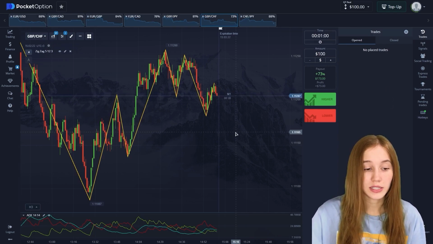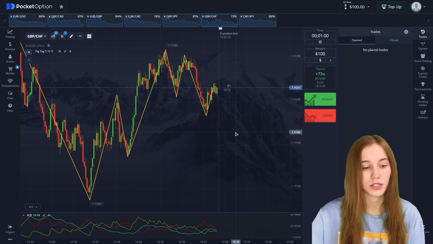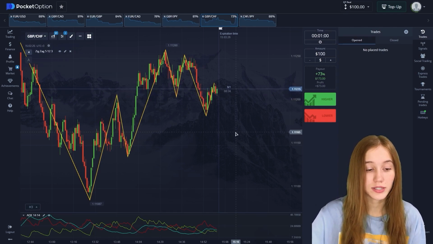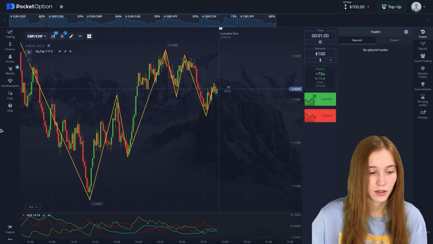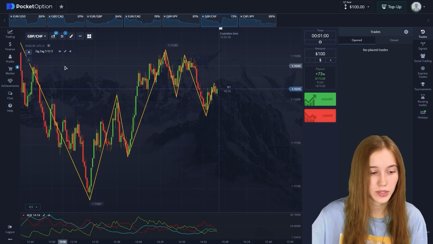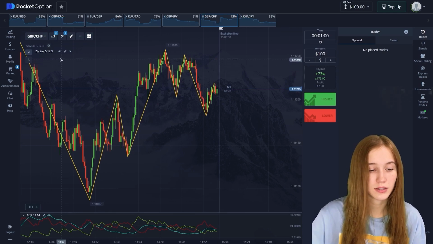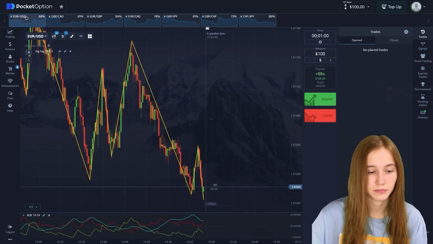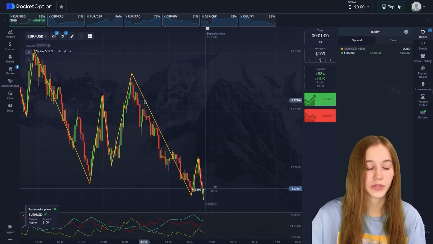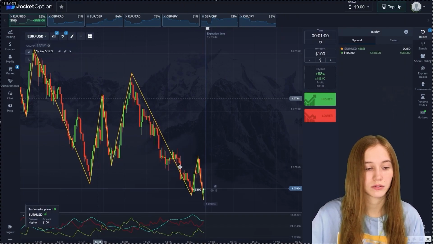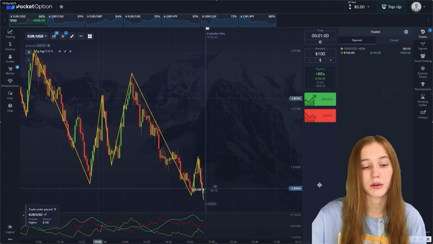So let's move on to the trading session and to our currency pairs. We start with our first currency pair. Here we are on the first currency pair. Let's zoom in and begin our technical analysis.